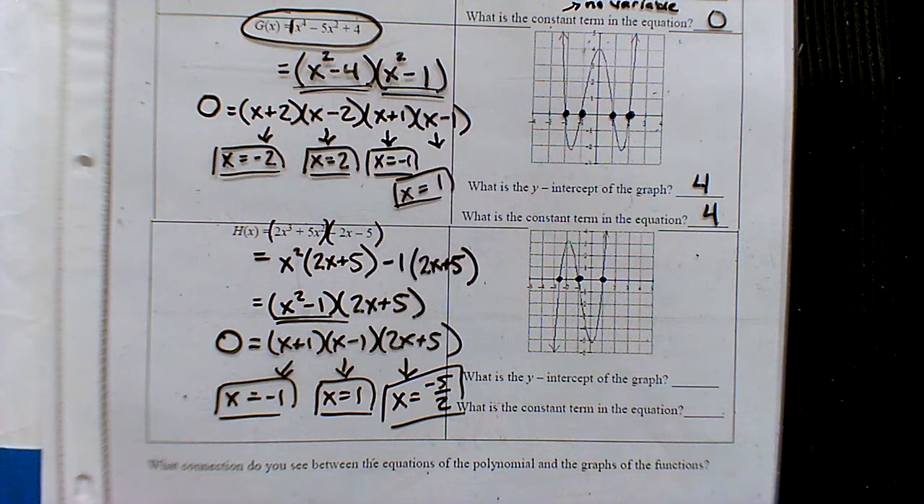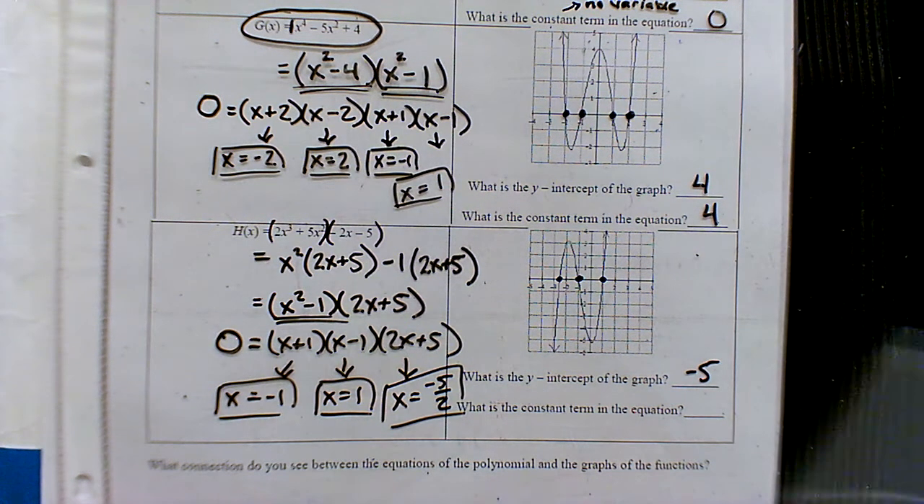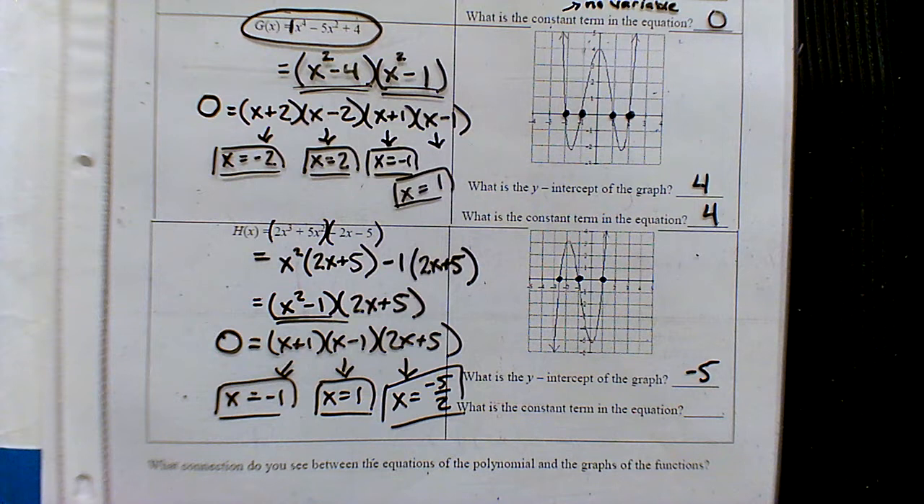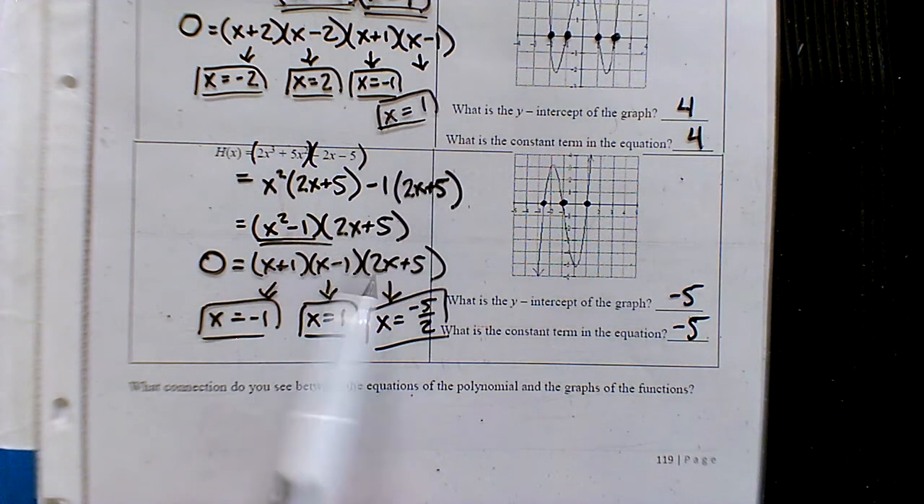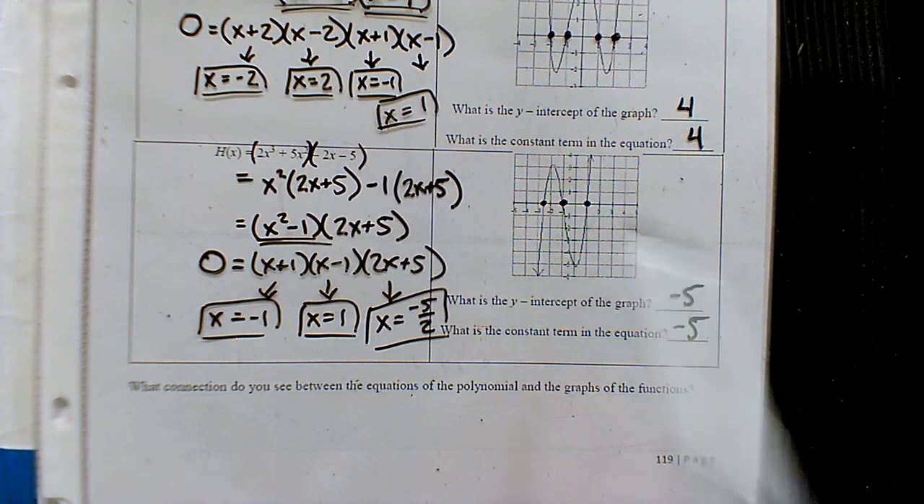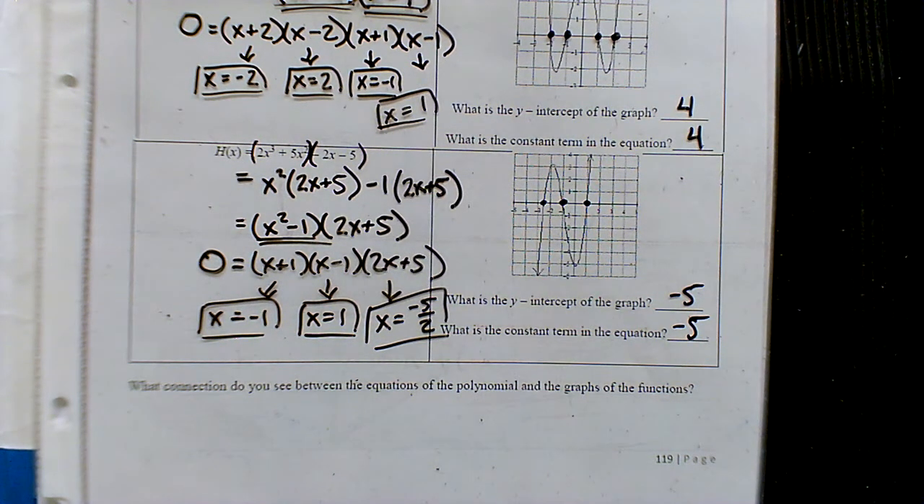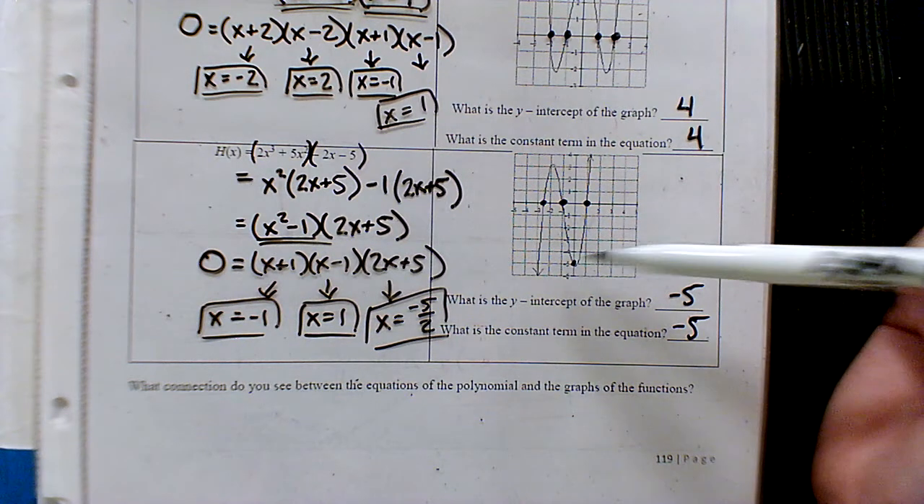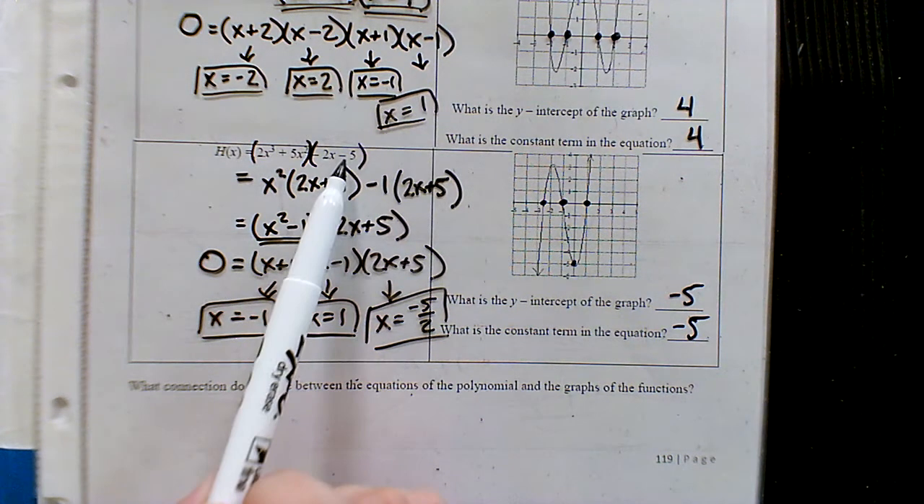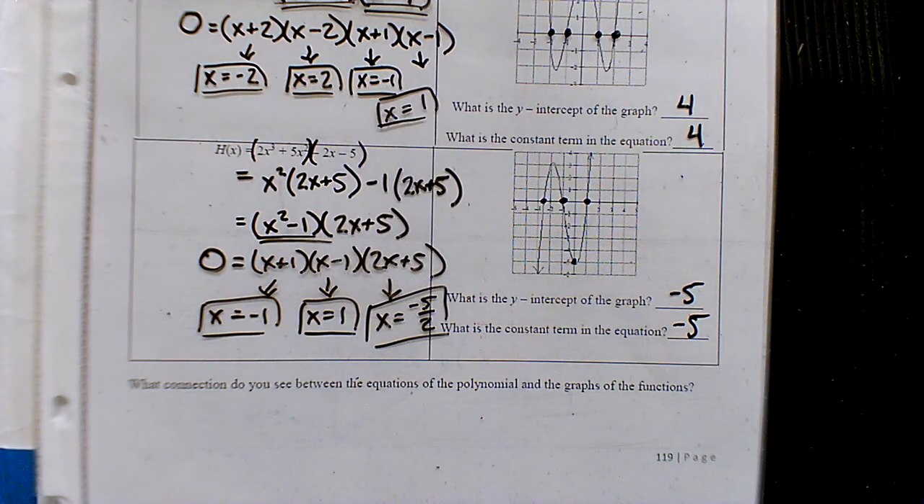Where does it cross the y-axis? Yeah? Negative 5. Okay, and what's the constant term from the standard form equation? Yeah? Negative 5. All right, so it looks like we have 2 connections here that are important. We first have the connection that the factors of a polynomial, when set equal to 0 specifically, give us the x-intercepts. But we also have another graphical connection. The y-intercept of the graph is represented by the constant term in the standard form equation.